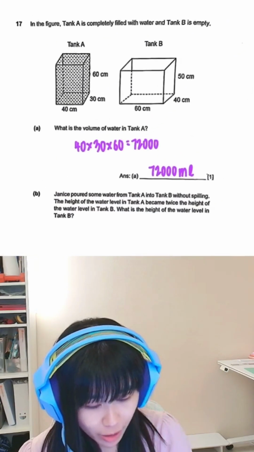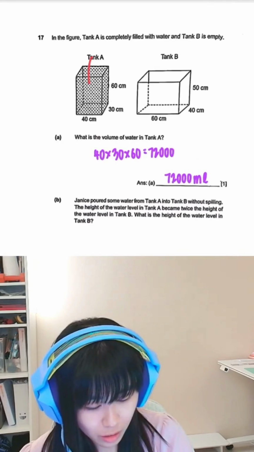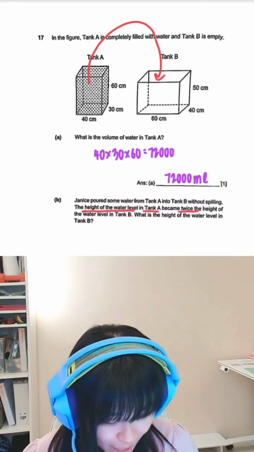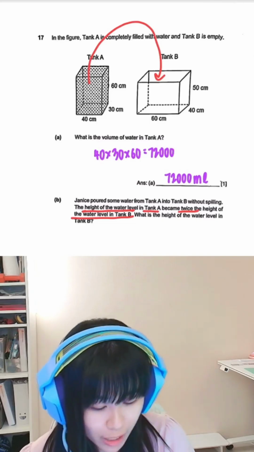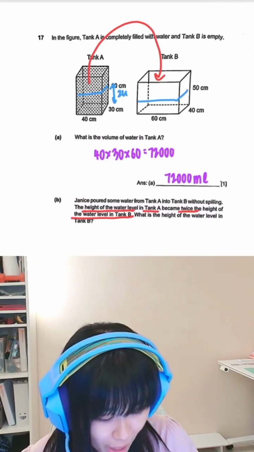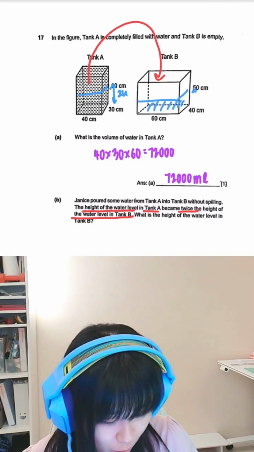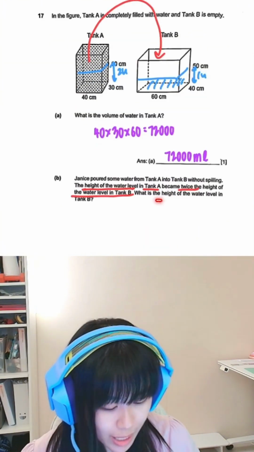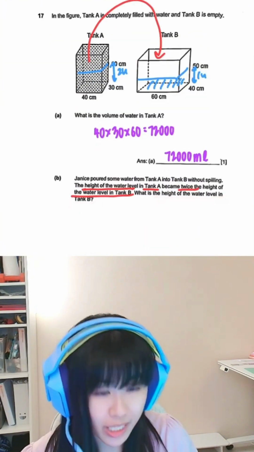So basically, if you pour tank A into tank B without spilling, the height of water level in A becomes twice of that in B. So you pour already, right? Now your A, the height twice is 2 units, compared to the water here, which is 1 unit. Okay, I didn't get this by random. I get it from here. They say the height becomes twice. What's the height of water level in tank B, which is basically the 1 unit?